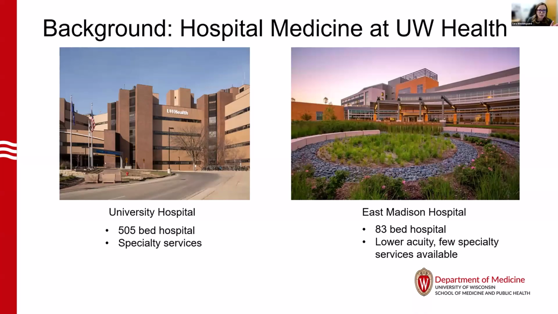We divide our time between two hospitals here on campus. University Hospital is the main campus. It's a 505-bed hospital. Multiple specialty services are available here. We have about seven direct care teams at University Hospital, and then about four teaching teams as well. At East Madison Hospital, a smaller hospital on the east side of town with 83 beds, generally lower acuity patients are seen. We have fewer subspecialty services available, and we have four hospital medicine teams there.